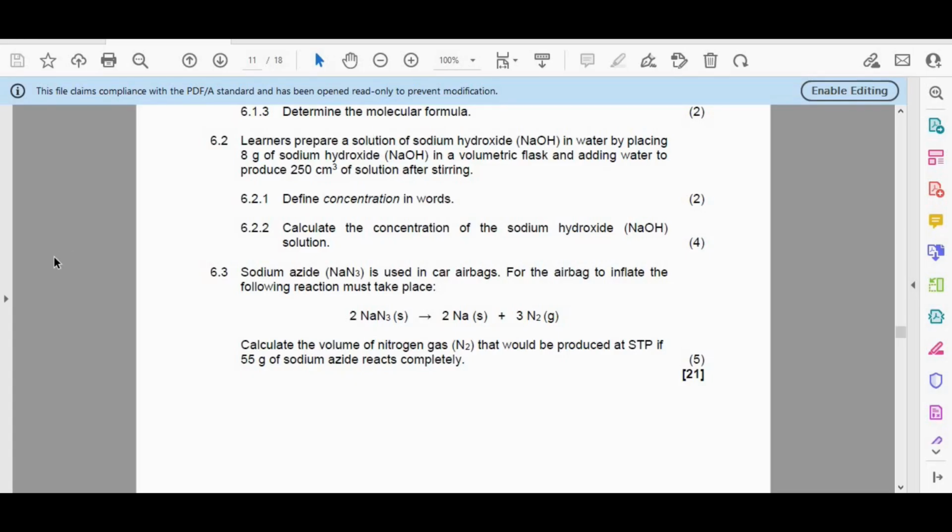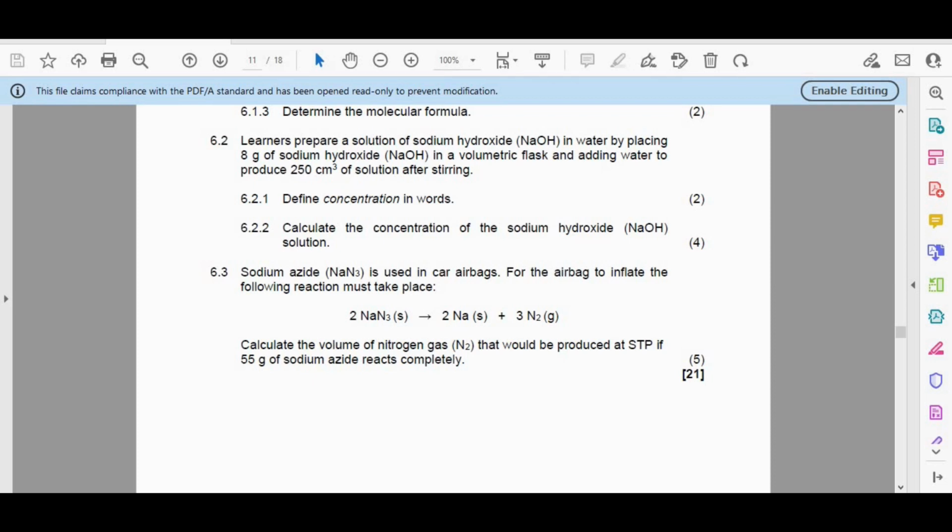6.2 says learners prepare a solution of sodium hydroxide, NaOH, in water by placing 8 grams of sodium hydroxide in a volumetric flask and adding water to produce 250 cubic centimeters of solution after stirring. Define concentration in words. Now, this is another definition also worth 2 marks.